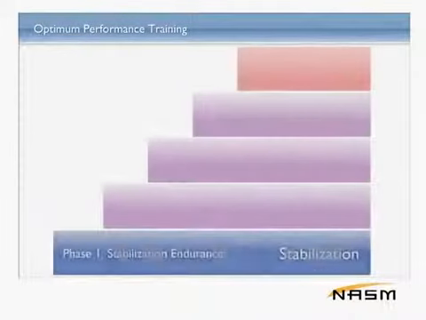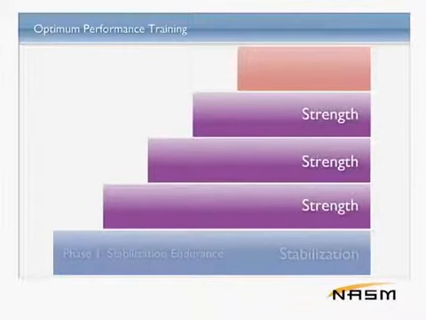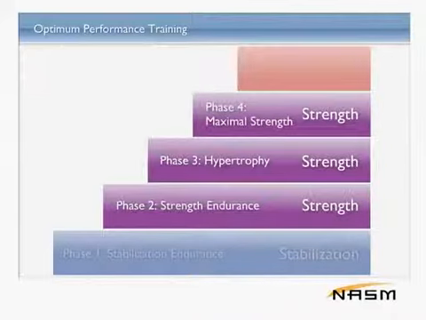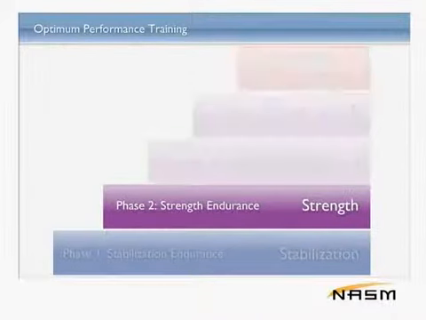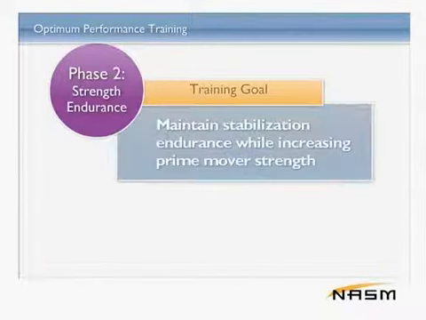Once an individual has developed appropriate amounts of stability, they can then progress to the strength level of the model. The strength level of the model consists of 3 phases of training: Phase 2, strength endurance; Phase 3, hypertrophy; and Phase 4, maximal strength. In Phase 2, strength endurance, the training goal is to maintain stabilization endurance while increasing prime mover strength.